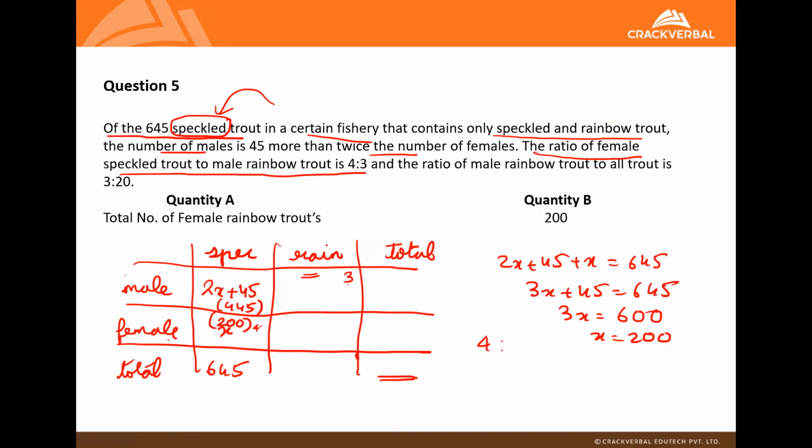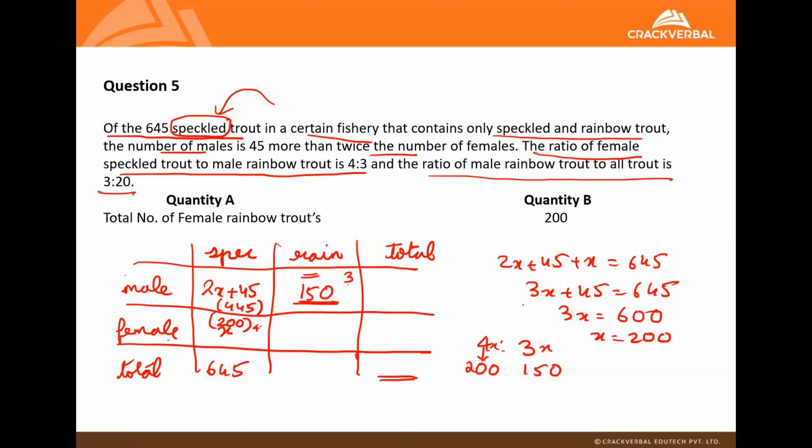So if this ratio is 4:3, female speckled trout I already know is 200. So 4 parts of a ratio is 200. Basically, this is in the form 4x and 3x. 4x is 200, so x will be 50. 3x has to be 150. So that is 150. And finally, the ratio of the male rainbow trout to all trout is 3:20.